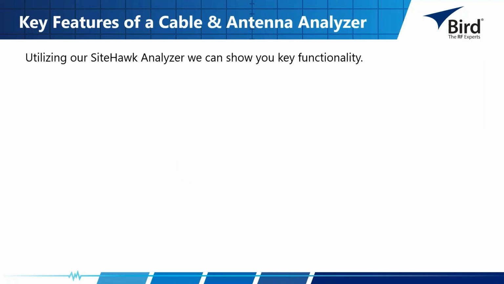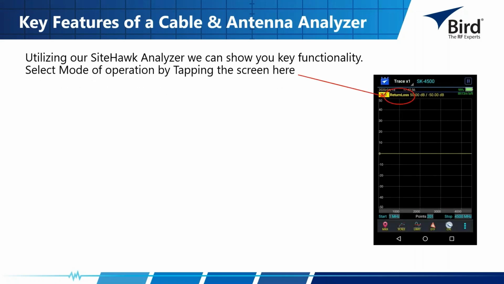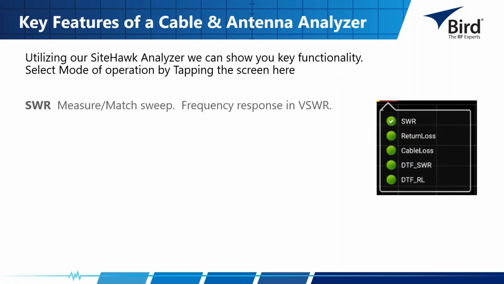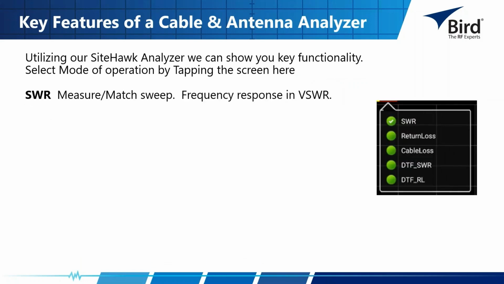So utilizing our SiteHawk analyzer, we can show you key functionality. Up here in the top left, this is where we would select the mode of operation by tapping right there where it's got the big red oval. And the different mode selections will drop down. The first one at the top of the list is SWR or VSWR. This is a measure match sweep, and you'll get a frequency response in VSWR.